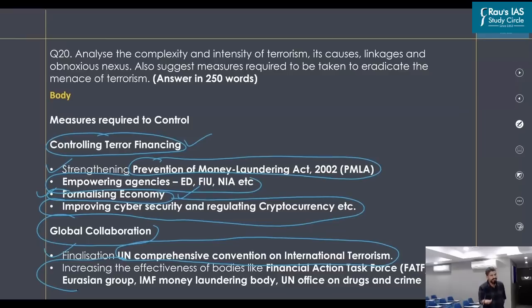This can be one of the suggestions or one of the measures for handling the issue of terrorism, because if we do not have any international consensus, we will not be able to create or sideline the countries or the state actors which are supporting these terrorist organizations, right? Next part. After understanding that, we have strengthened the security architecture.